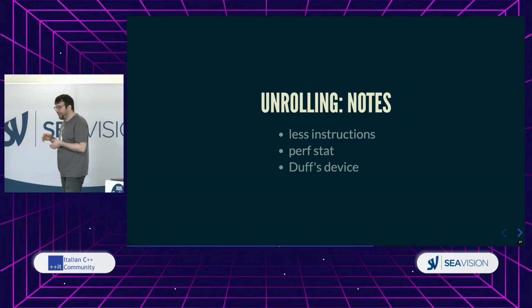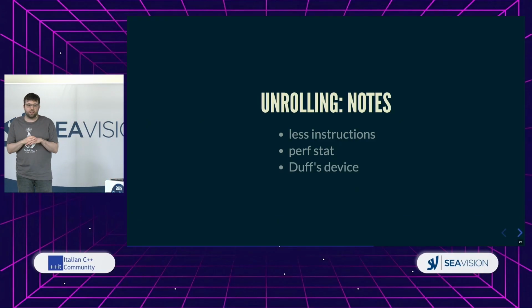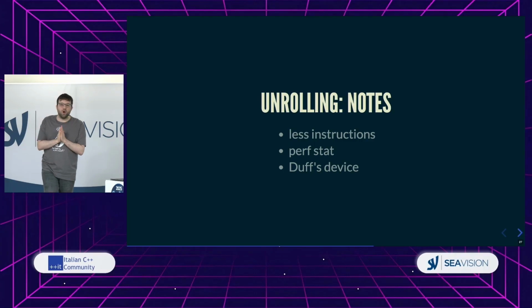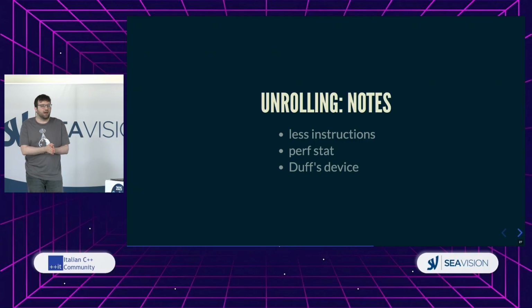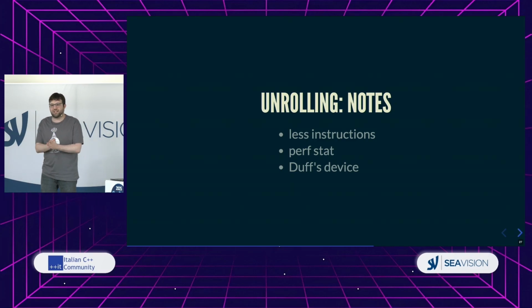Finally, if you go online and you Google unrolling, you will see the word Duff's device. If you don't know what Duff's device is, it's fine. But if you do know what Duff's device is, I will tell you that I found it completely useless. Because the codegen that you want in the unrolled part doesn't match the codegen that you want in the tail part. I honestly tried. I didn't find it helpful.